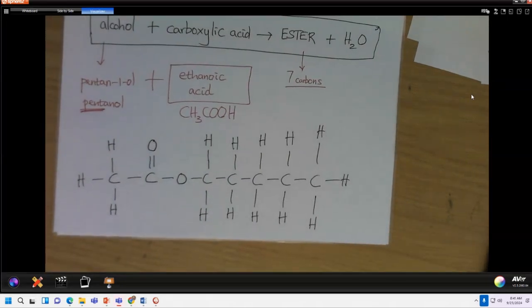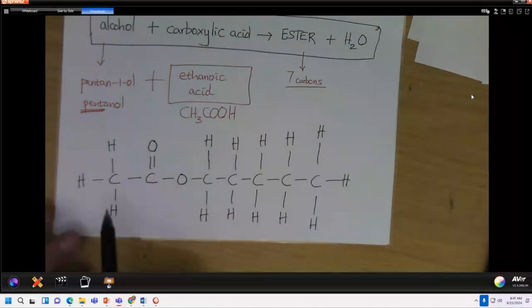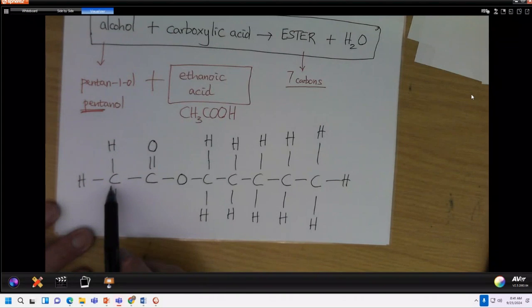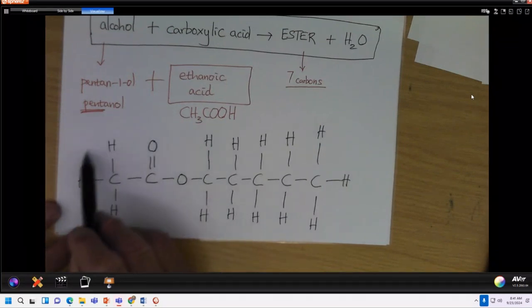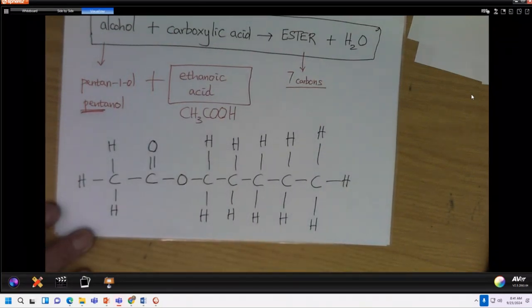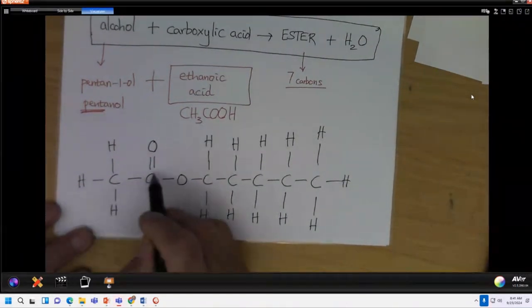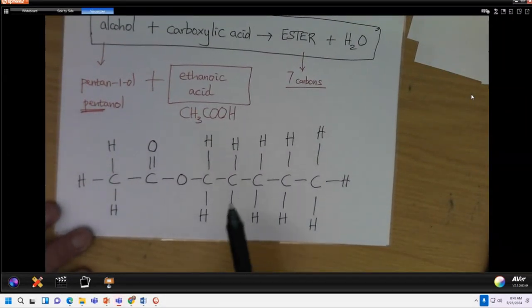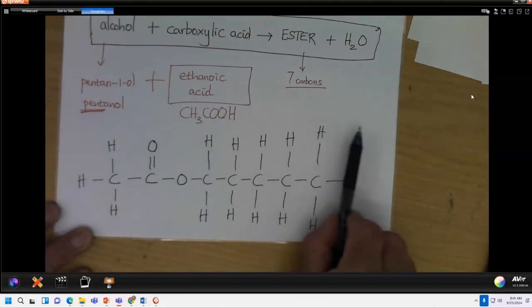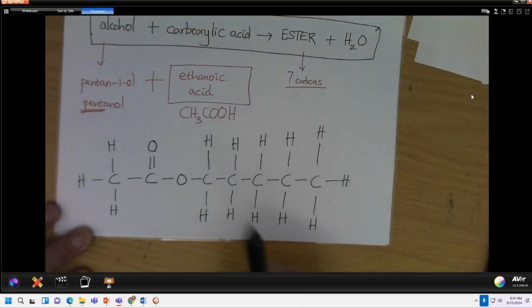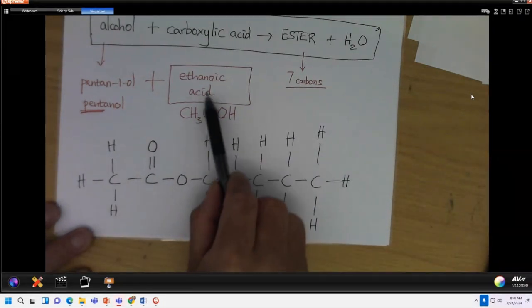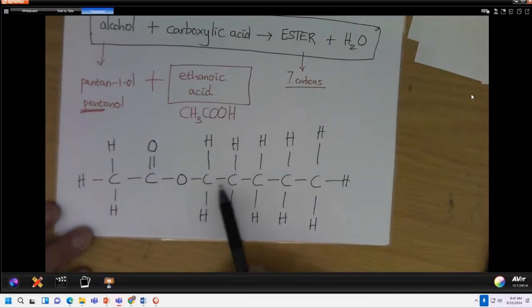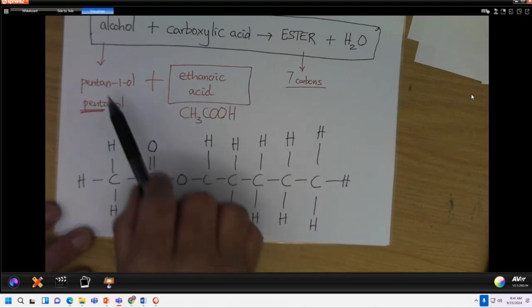Okay, so what have we got here? Here we are, grade 12s. Here is our ester. Take note. Here we have the part of the ester that is drawn from the carboxylic acid. Remember, when we're drawing the structural formula, you must put that first. So that part must come first, and then the part that comes from the alcohol comes secondly. Now, here we have the two carbons from ethanoic acid, and there's the 5: 1, 2, 3, 4, 5. And there we have that.